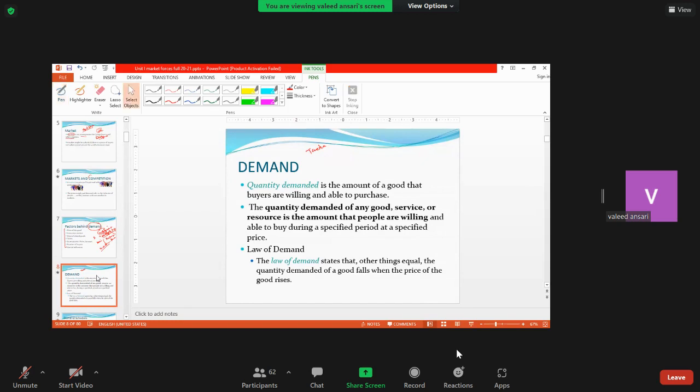Now, behind this demand, what is demand? As I have already told you, it is willingness plus ability to pay. So economists define quantity demanded as the amount of a good that the buyers are willing and able to purchase. This has been explained. And when they define demand, they define it for a specified period of time, that they demand this product in 2020 or something.